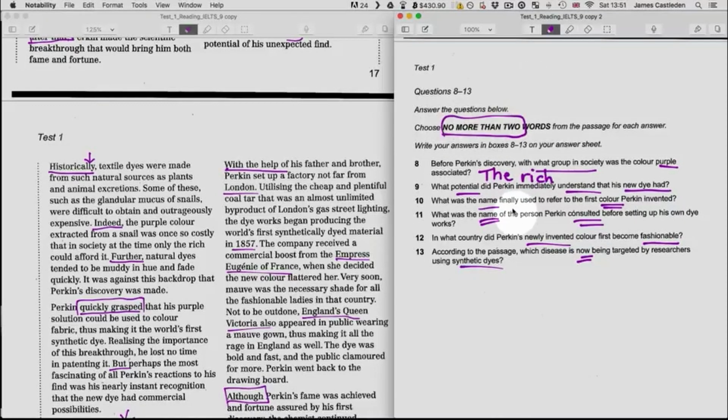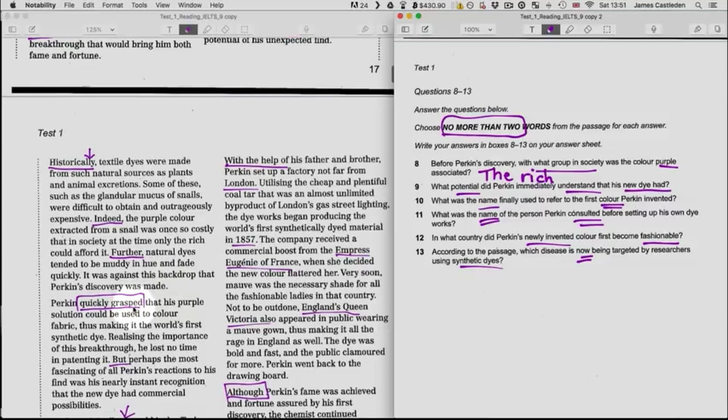Okay. What potential did Perkin immediately understand that his new dye had? So he quickly grasped, here's this word, quickly grasped that it should be used to color fabric, making the world's first synthetic dye. What potential?